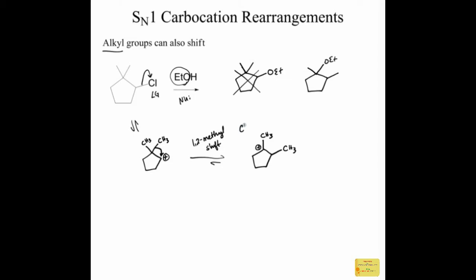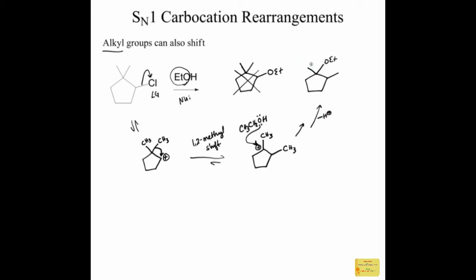And now my ethanol, I'll draw out ethanol so that we know what that abbreviation is standing for. Our ethanol is our nucleophile. It will attack at the new location of the carbocation, followed by deprotonation. I won't fill out that entire mechanism. That would be good practice on your own. But eventually we'll get to this rearranged substitution product.